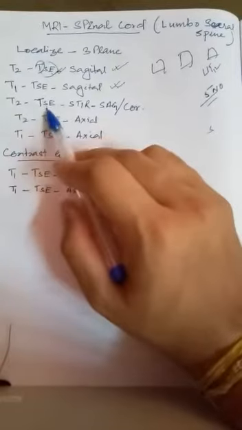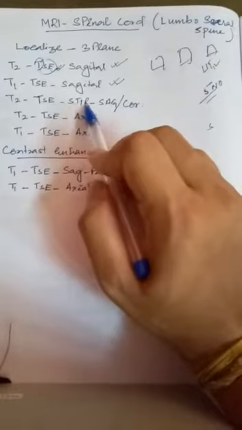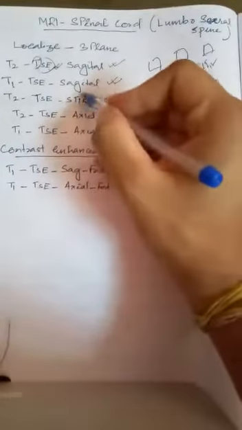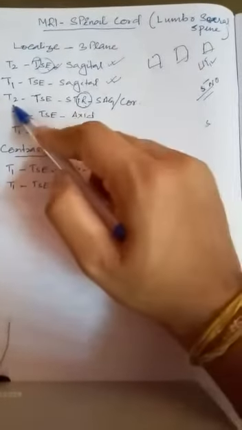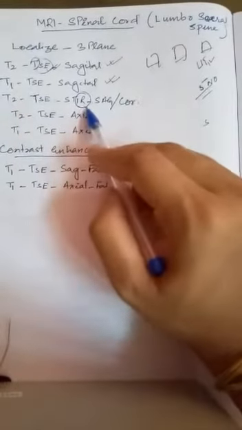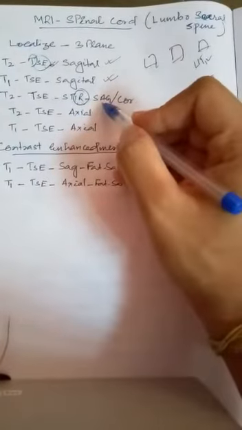Next we have to take T2 TSE STIR. STIR means short time inversion recovery. That is a type of inversion recovery sequence. That is under the spin echo sequence, that is inversion recovery T2. That T2 turbo spin echo inversion recovery sequence should be either sagittal, sometimes we take sagittal, but sometimes we need coronal. Basically we use the coronal.